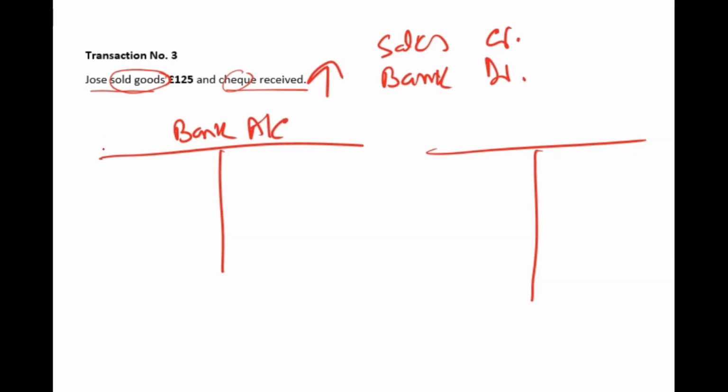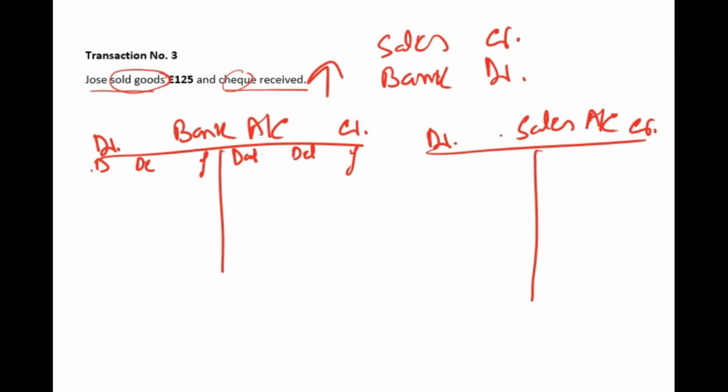And help me, how do you do it? You already know, left hand side DR, right hand side CR, bank account, sales account, left hand side DR debit, right hand side CR credit. We know this: date, detail, money, date, detail, money, and likewise. You already know it. So you said bank debit. Go to the bank account. On the debit side, put the money. How much? It's 125.